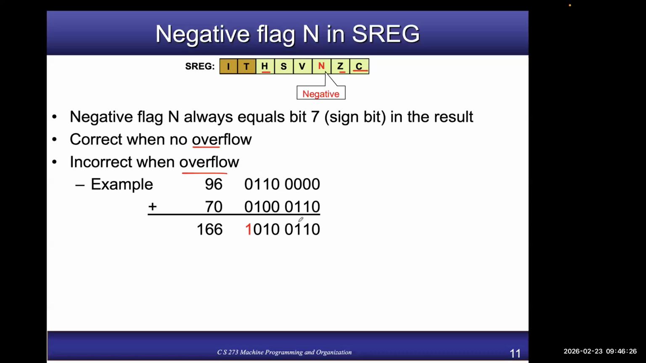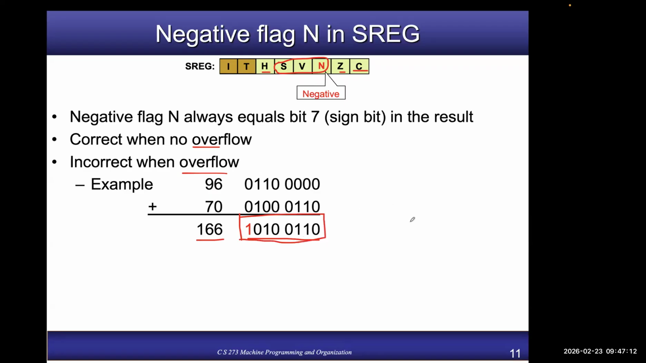So here is an example. Suppose you add two numbers, 96 and 70, and we are considering them as signed numbers, right? Remember, the N, V, and S flags are meaningful only when we are treating our numbers as signed numbers. If we know that the numbers we are processing are unsigned numbers, we don't need to care about these flags. Okay. So now we are adding these 8-bit numbers. Both of them are positive, right? When you do the addition, you get the answer 166, right? Remember, our result is 8-bit, right?